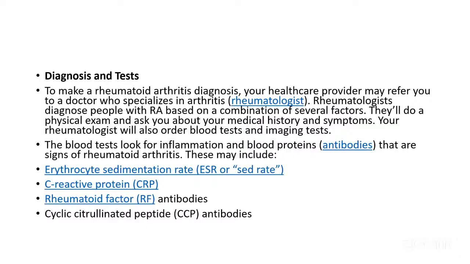Then you have cyclic citrullinated peptide, CCP antibodies. CCP antibodies are the latest mode of diagnosis of RA. However, it's not common. It's not common because it is extremely expensive and it has a lot of procedures. But it's becoming a little less complicated now in developed countries because it's easy to look at.